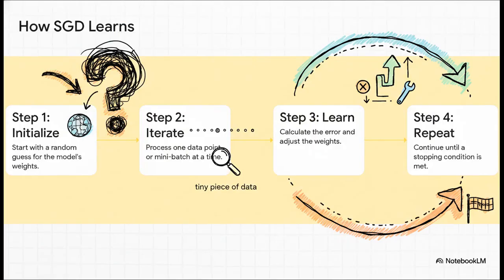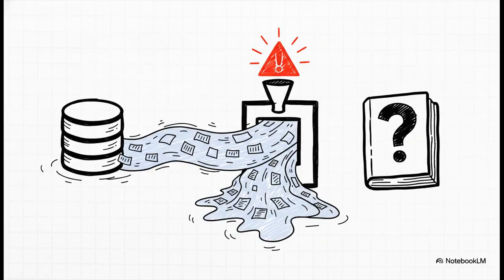So here's how it works in a nutshell. First, SGD makes a totally random guess. It's probably way off. Then it looks at just one piece of data and asks, okay, how wrong was I? It calculates that error and then nudges its own guess in the right direction, just a tiny nudge. And then it does it again and again and again, thousands of times, getting a little bit smarter with every single step.